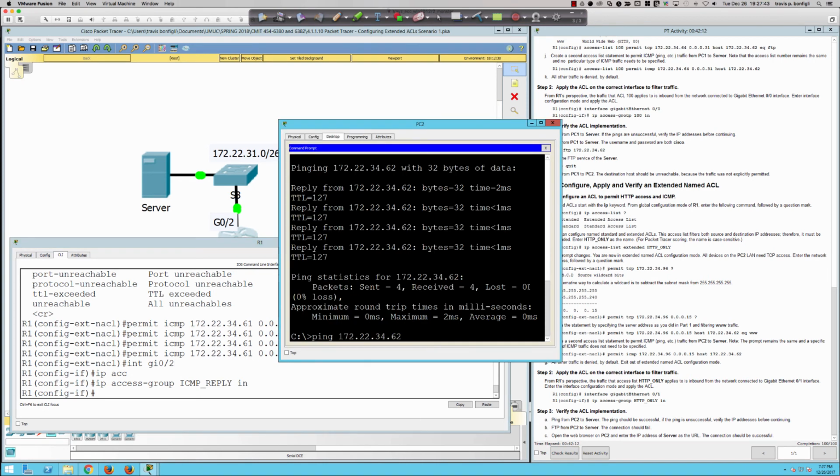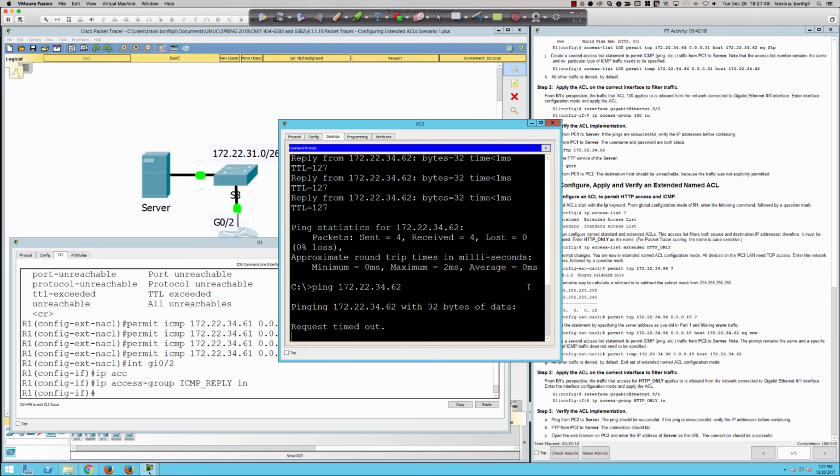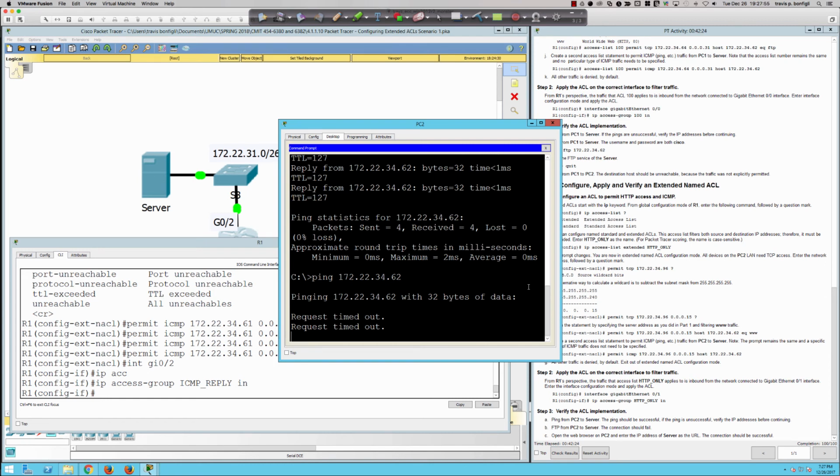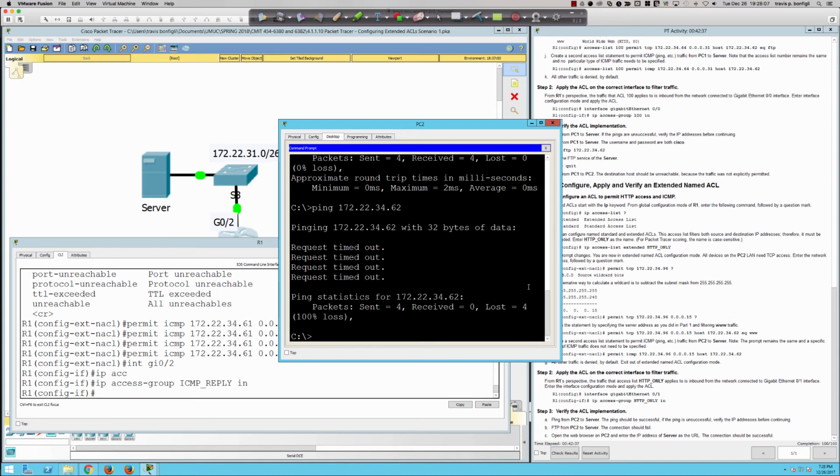So now, let me ping and let's see what happens. And what is it that's wrong here? Yeah, the requests are timing out. And here's why it's timing out. Because I'm not seeing it as getting blocked going to the server, right? It's getting blocked coming back. The echo reply is being blocked coming back to me.